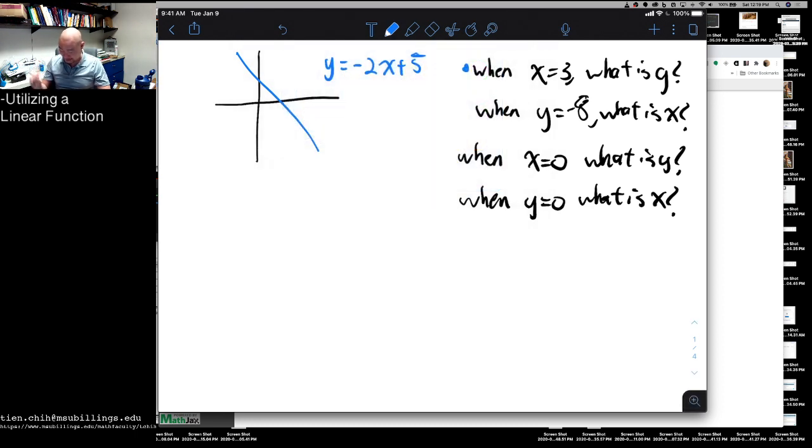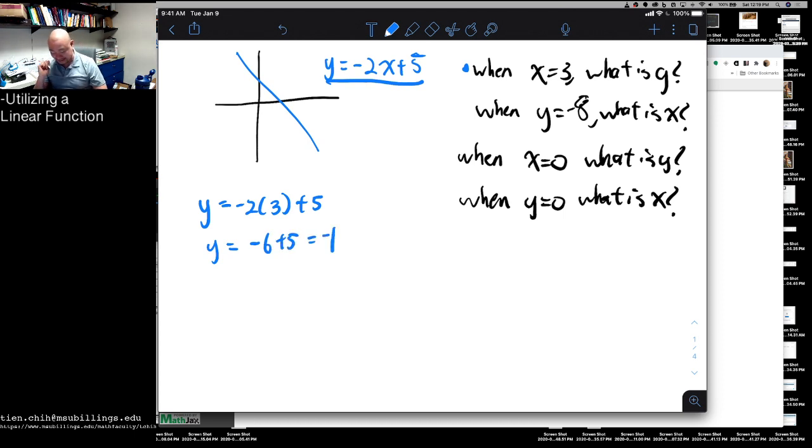Alright, so let's go ahead and start with these. So when x is 3, what's y? What we know is that this is our relationship between our variables, right? And what we also have is that in this particular instance, our input x is 3. So we can evaluate our x value at 3. And so that gives us a y value of minus 6 plus 5, which is negative 1. So when x is 3, y will be negative 1.